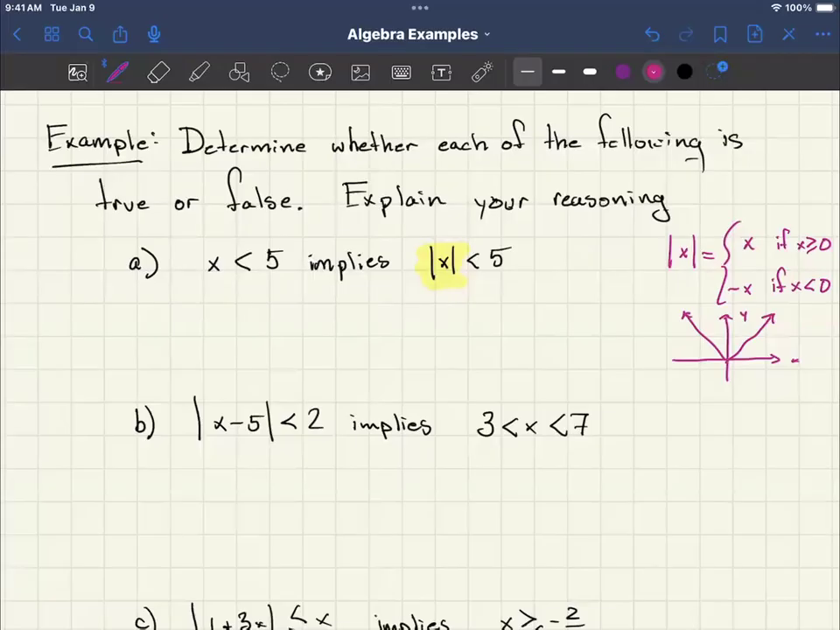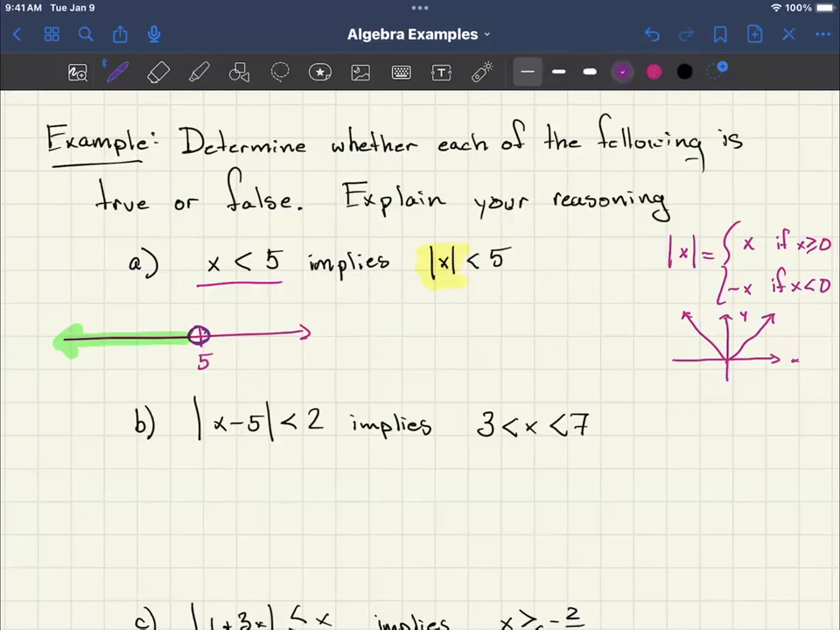So the first one asks, if x is less than 5, does this mean that the absolute value of x is less than 5? And to look at this one, I think a number line is kind of nice for this one. So if we look at a 5 on a number line, x is less than 5 means that we put an open circle there because we're not going to include 5, and we're going to include all the numbers less than 5. So those are all the numbers that fit that particular piece of information.